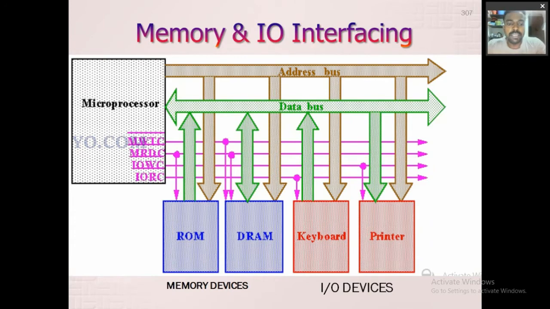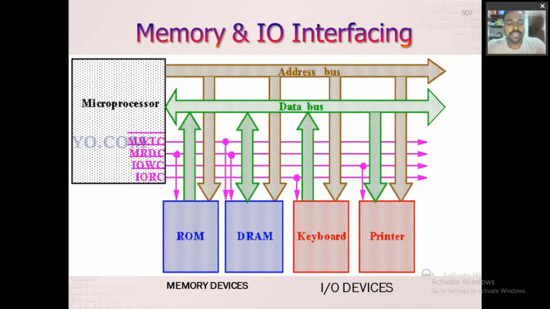Then memory and I/O interfacing. As we studied in the second unit, in maximum mode we are using a different processor, that is a system bus controller. By using the system bus controller, we can generate different control signals: memory write command, memory read command, I/O write command, I/O read command, etc. So this memory and I/O interfacing is done only in maximum mode.